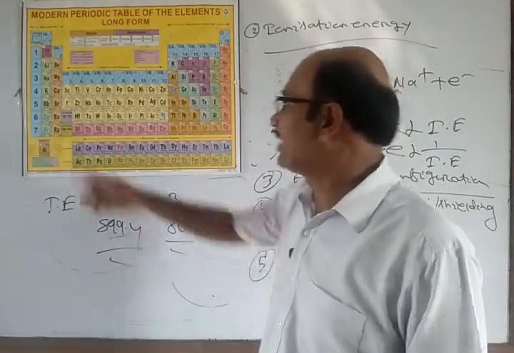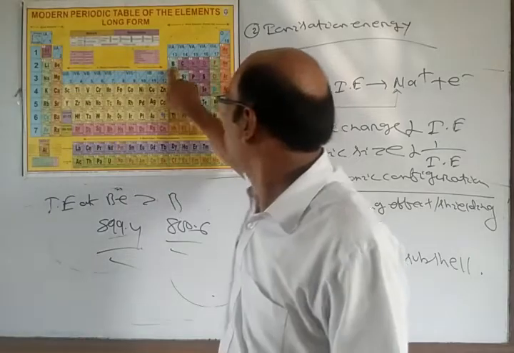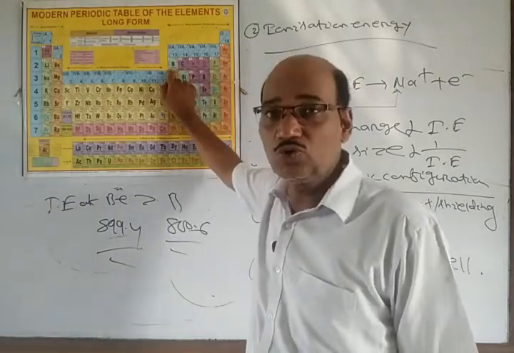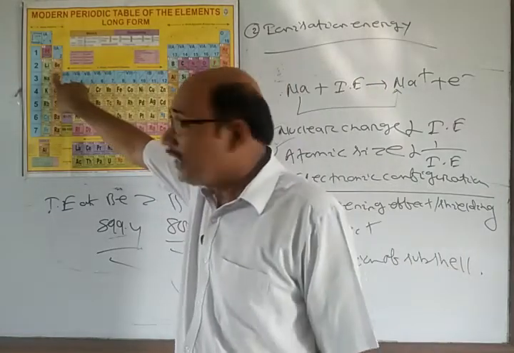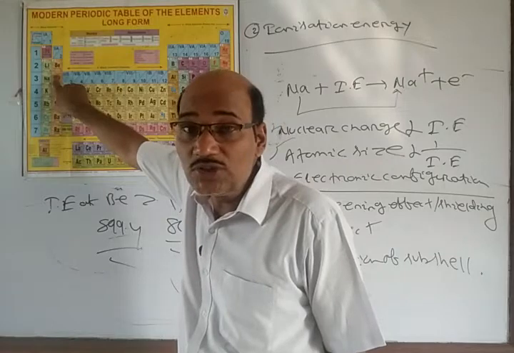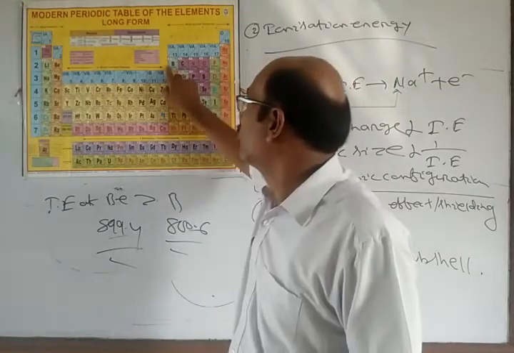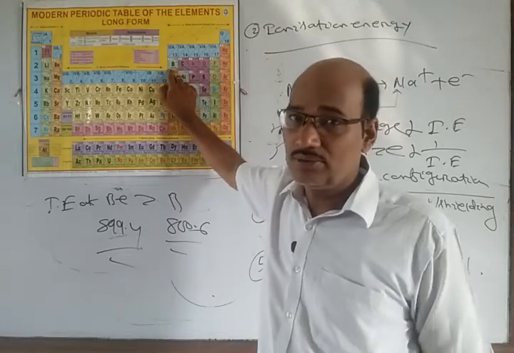You see, beryllium 1s2 2s2, boron 1s2 2s2 2p1. So here the 2s is what? Completely filled, 2s2. But here we have what? 2p1, neither completely filled nor half filled.